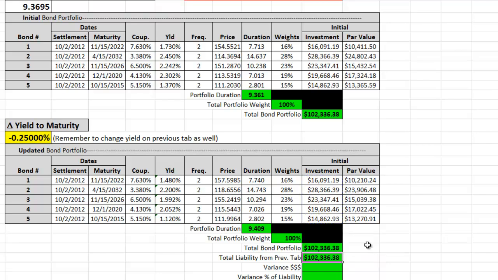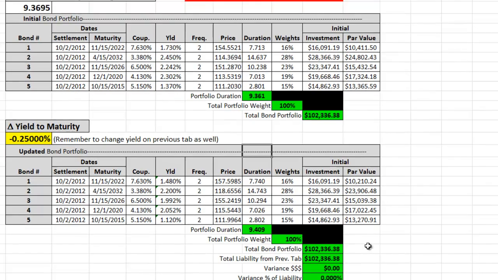The prices have changed. And you can see our liability went up to $102,336.38, but the value of our bond portfolio also went up to $102,336.38. So you can see that there is literally almost no variance. The value of our assets moved by the exact same amount that the value of our liability did, and there's really no need to even do this percentage variability, but you could just take that variance and divide it by your liability for a percentage variance. So you can see you have effectively hedged this liability, and it doesn't matter what direction the yields go.